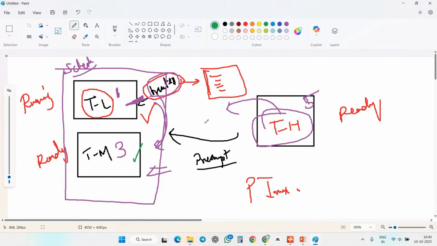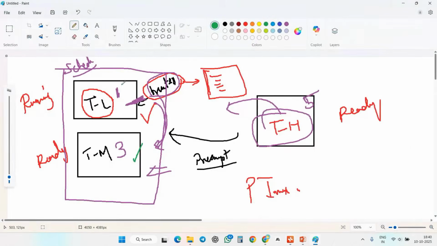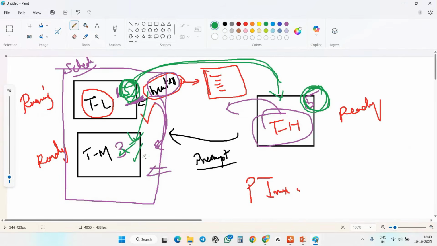Priority inheritance means it just boosts the lower priority task to the higher priority level. Temporarily, we can elevate the priority number to the level of the higher priority one. If it is a priority number of 5, I elevate it to 5. This time both are the same, so it just behaves like a round robin technique. So it automatically switches to 5 instead of 3.